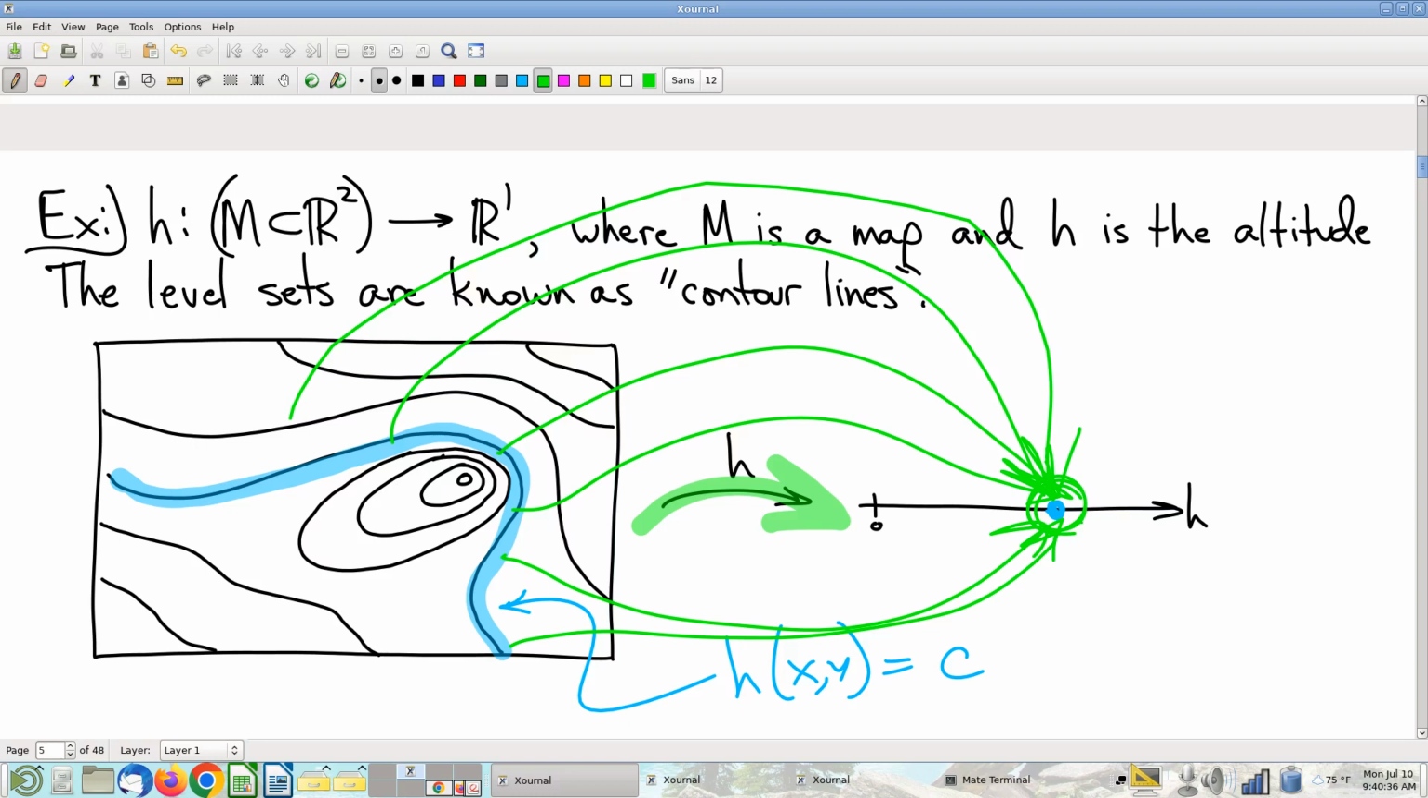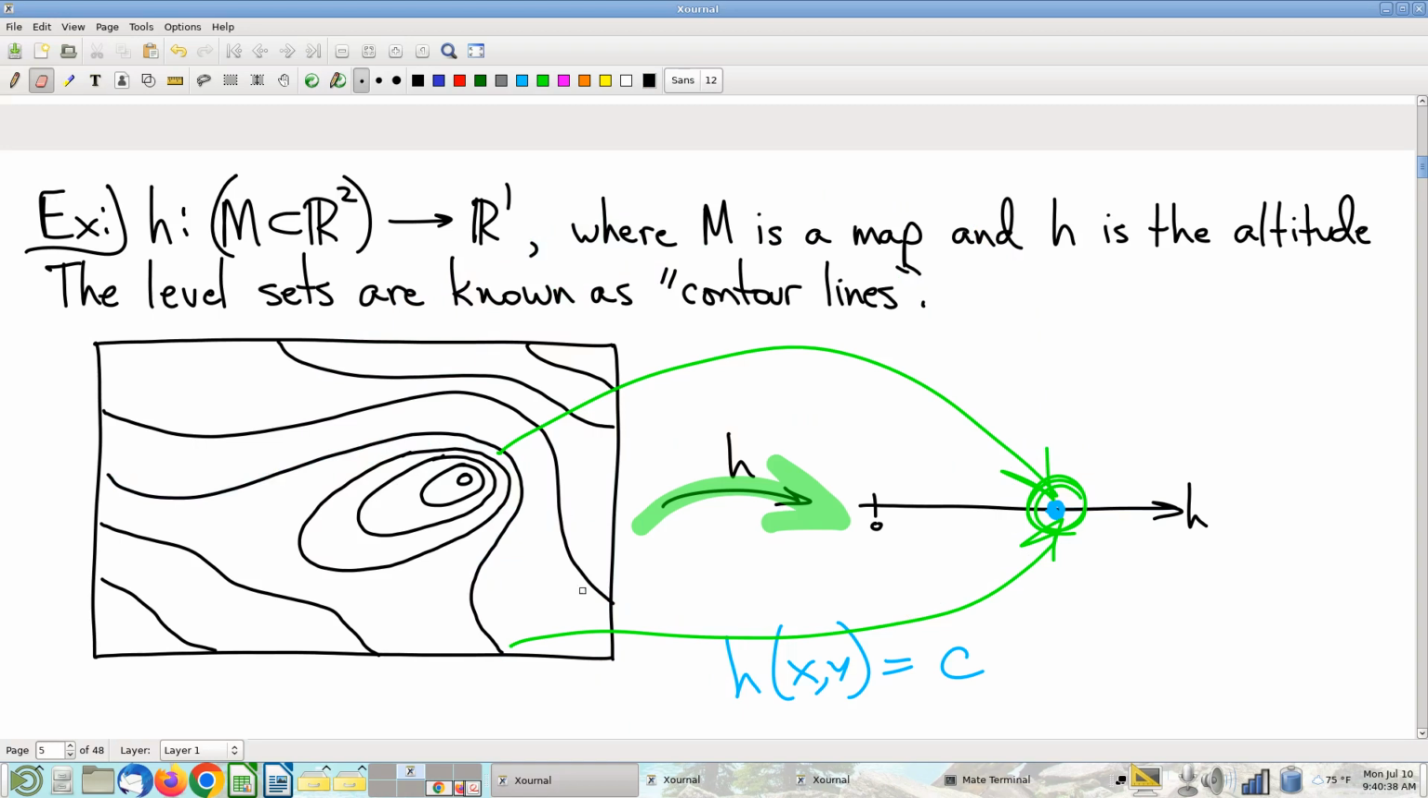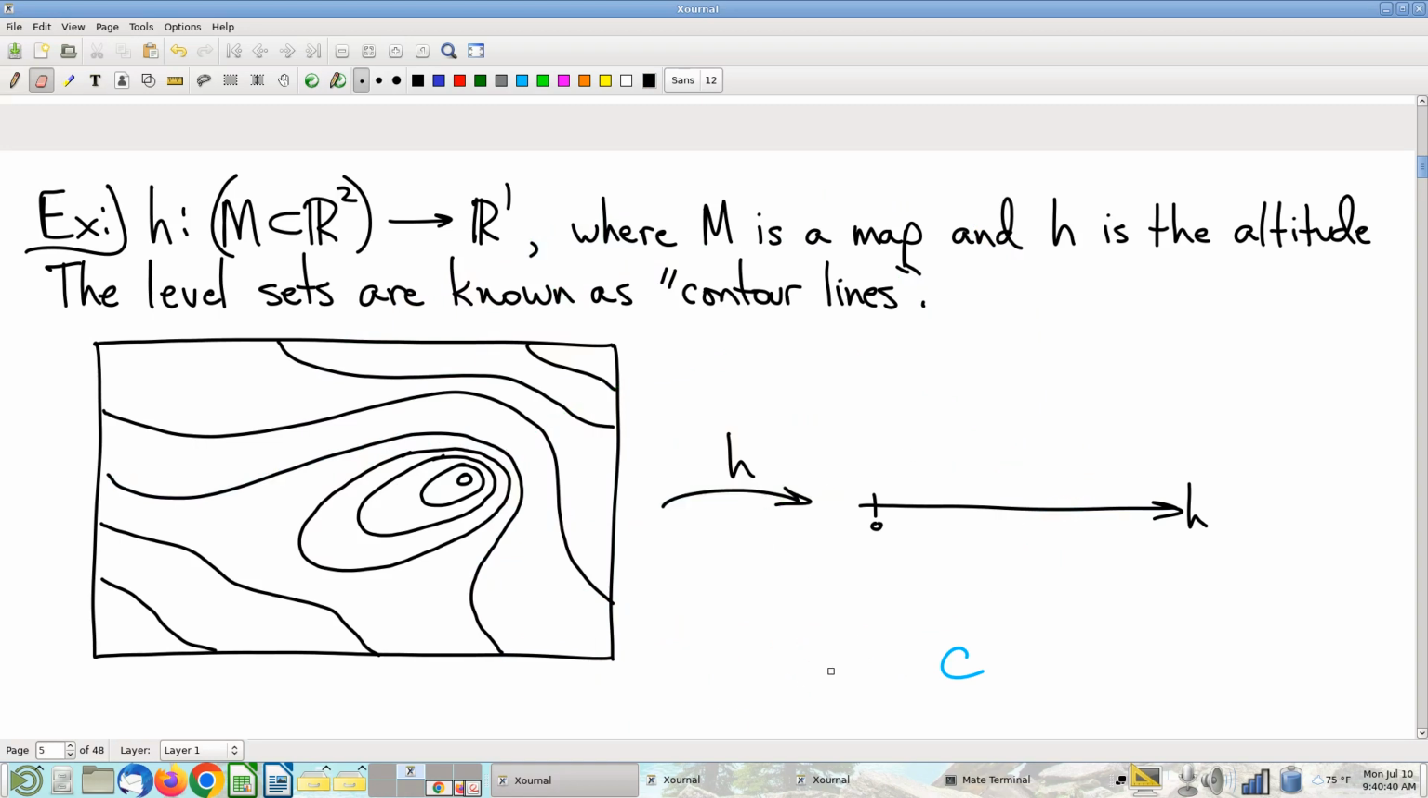Okay. All right. So, how would you use this picture? How does this help you understand the layout here? How would this help me make decisions about how I'm going to climb this mountain, for example?